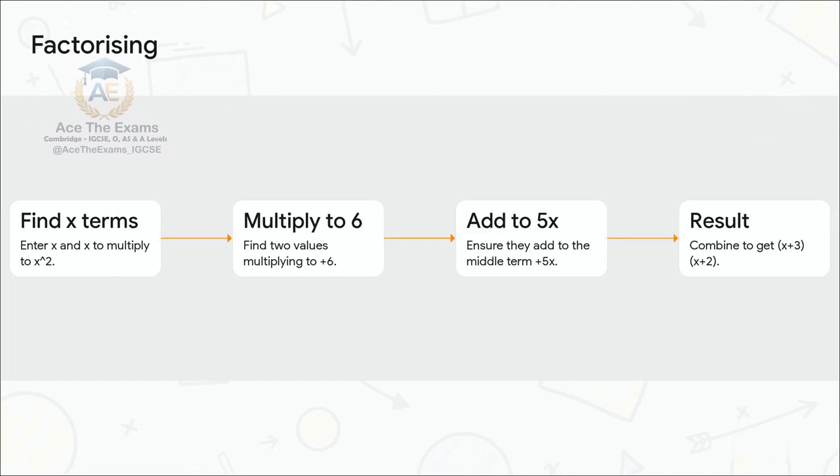So what multiplies to 6 and adds to 5? Positive 3 and positive 2. Step 4, just drop them straight into the brackets. Our final result is x plus 3 times x plus 2. See, you've just cracked a quadratic.